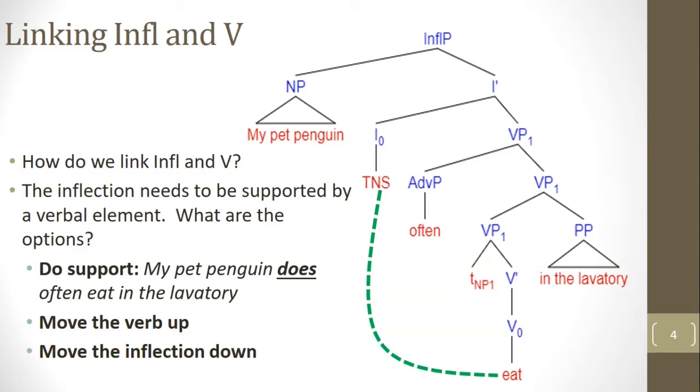This makes the prediction that if the verb moves upward to the inflection node, then the verb should occur to the left of the adverb. However, if the inflections move downwards onto the verb, we should see that the verb and its inflections occur to the right of the adverbial. Let's see what the evidence says.